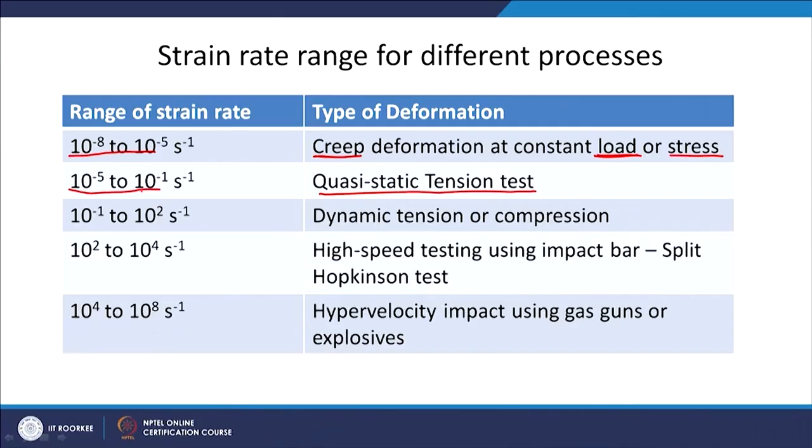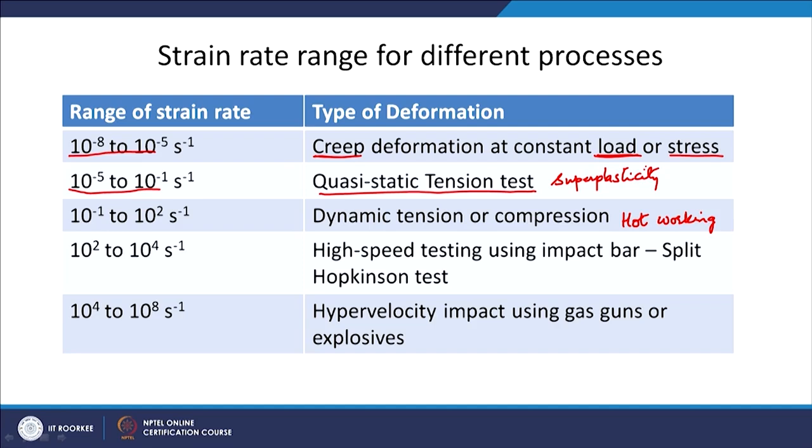Okay. Then comes another range, 10 to the power minus 1 to 10 to the power 2. Now you are going to a high strain rate kind of regime. These are dynamic tension or compression. And this is where you do hot working also. So, all your industrial hot working processes, thermomechanical processing, are done in this strain rate range. And this is where I would be doing superplasticity, for example.